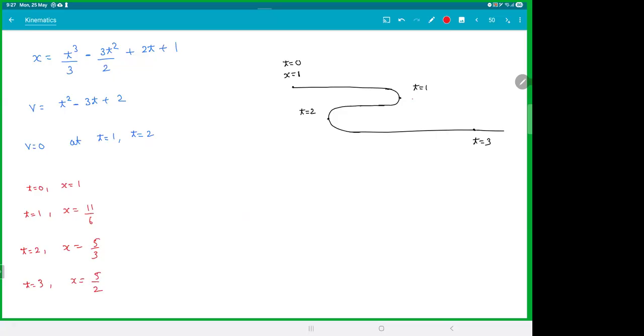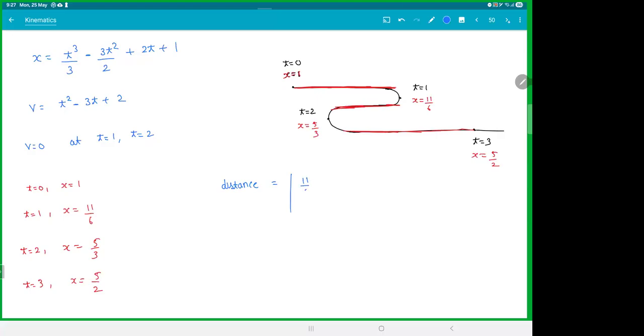So t is equal to 1, you're at x is equal to 11 by 6. T is equal to 2, you're at x is equal to 5 by 3. And t is equal to 3, you're at x is equal to 5 by 2. And t is equal to 0, and x is equal to 1. So what's the distance traveled? 1 to 11 by 6, 11 by 6 to 5 by 3, 5 by 3 to 5 by 2. You literally have to add all that. Yeah, there is no other way to do this. At least I couldn't figure out another way. You literally have to draw the path and you have to see the turning points.